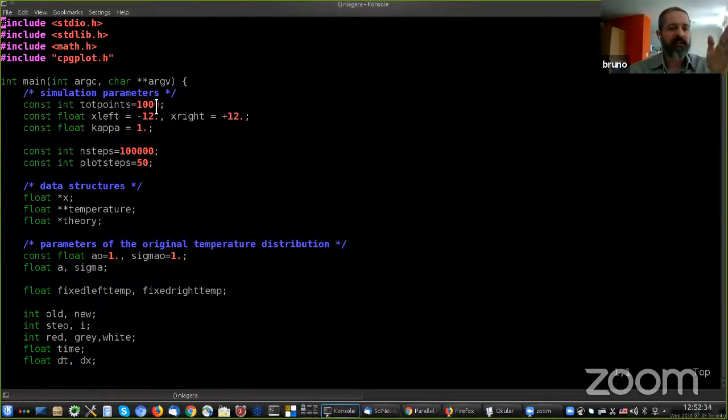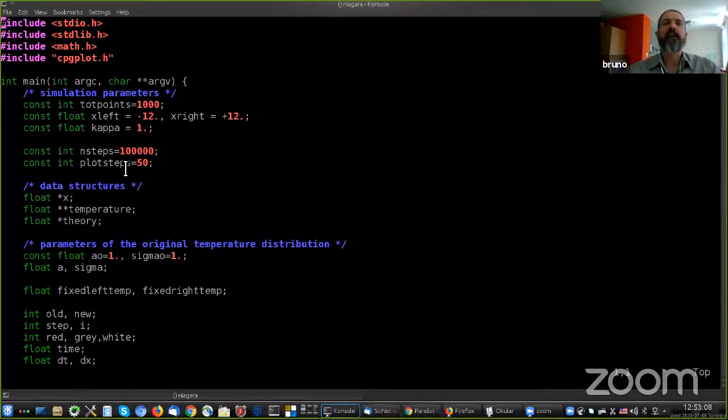On the left, the X value is minus 12. You could think about 12 centimeters, 12 meters. The units are irrelevant right now. On the right is plus 12. Kappa is just the coefficient of diffusion. Don't worry about it. We set it equal to one. And then N step is the number of steps, so you're going to march forward in time 100,000 times.